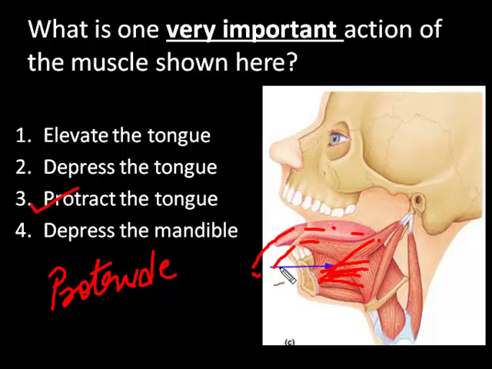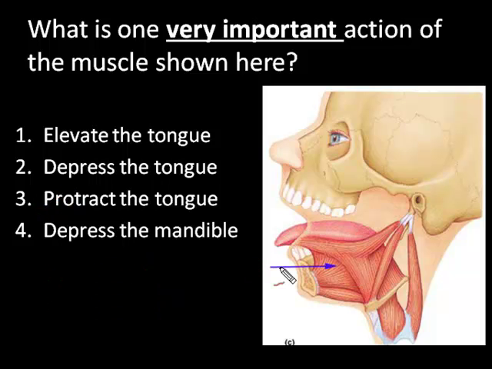So this is a very important action of this muscle, and in fact, it's called a life-saving action, so that this tongue does not fall back and block the airway. So in fact, during anesthesia, the anesthetists actually hold their fingers under the mandible and push on this posterior part and keep the tongue protruded so that it doesn't fall back and block the airway. So this is the answer to this question.